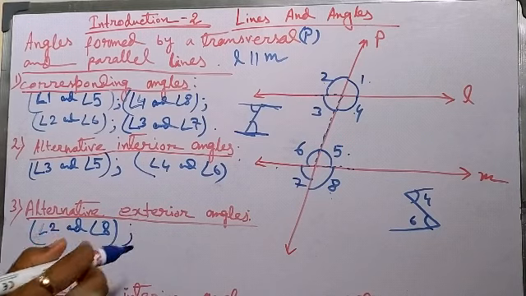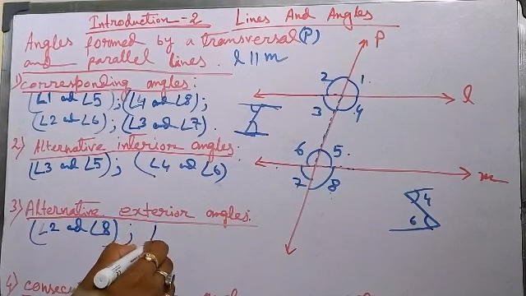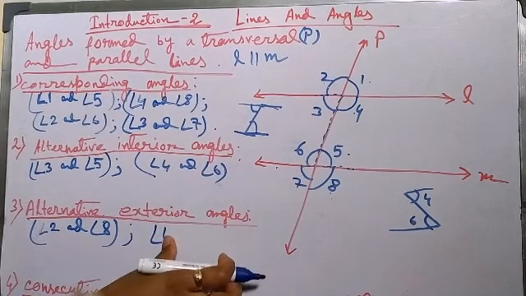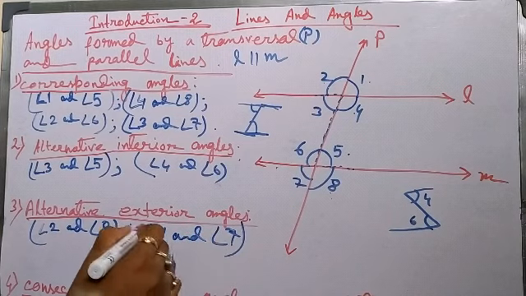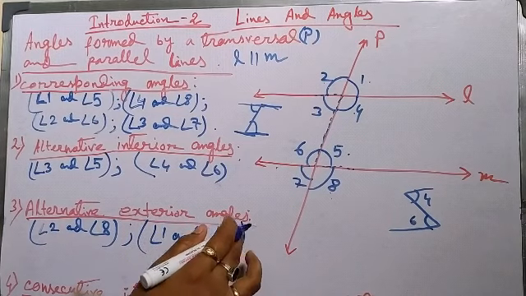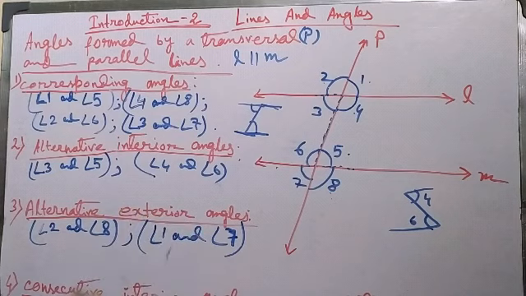Next alternative exterior angles are angle 1 and angle 7. These angles will be equal.